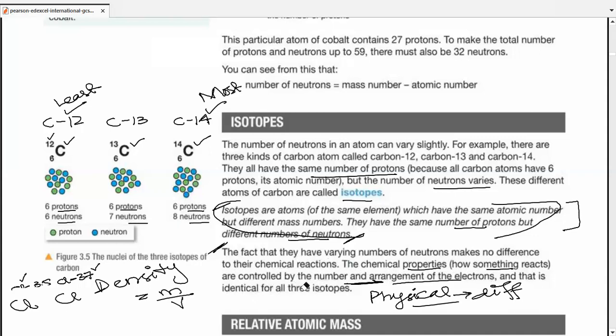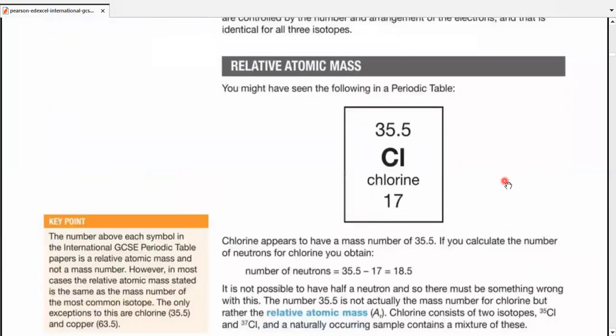All right, it's written right over here. We can move on. Good. Let's clear it up. Move on. Relative atomic mass.